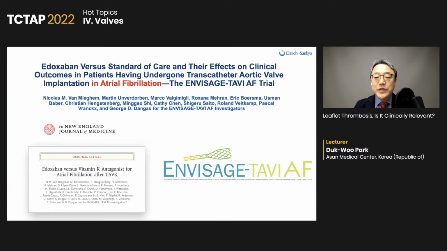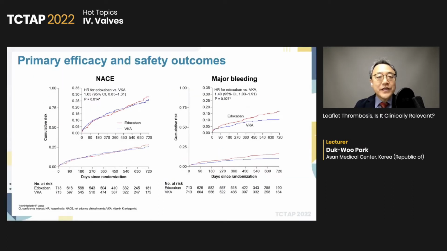The recent ENVISAGE-TAVI trial evaluated edoxaban in patients with atrial fibrillation. Overall finding, the primary efficacy endpoint, NACE, showed no difference.